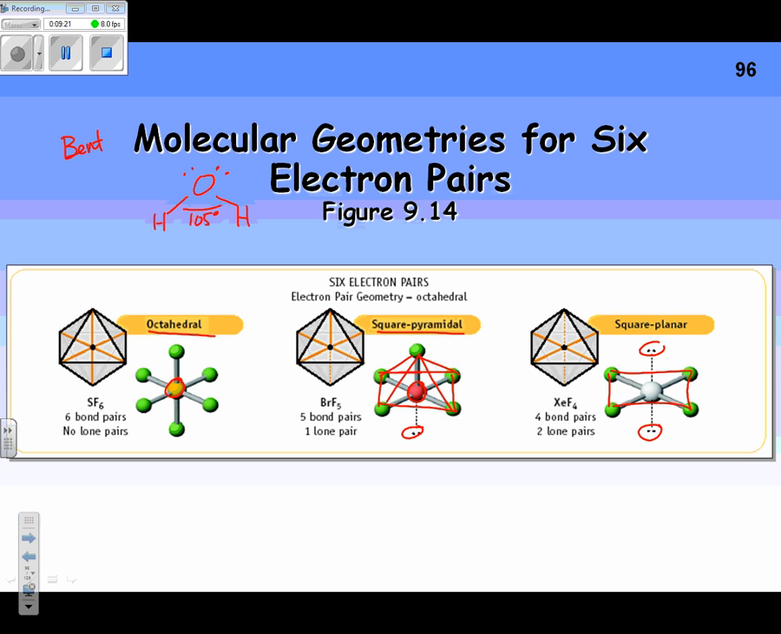Another thing for bent is if it's almost like trigonal planar, so it's three things around the center atom, and this is just one of the resonance structures here, where we end up with three things around the center atom. One of them is an unshared pair. That's also called bent.